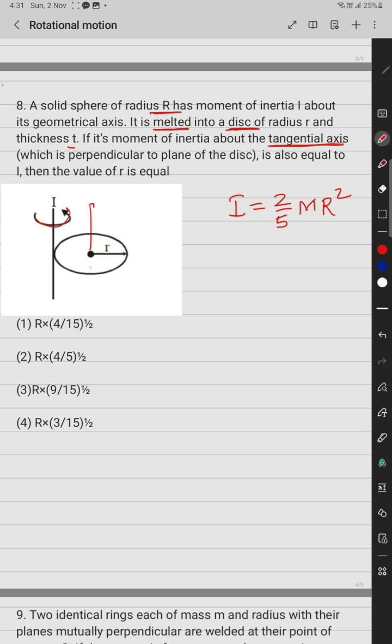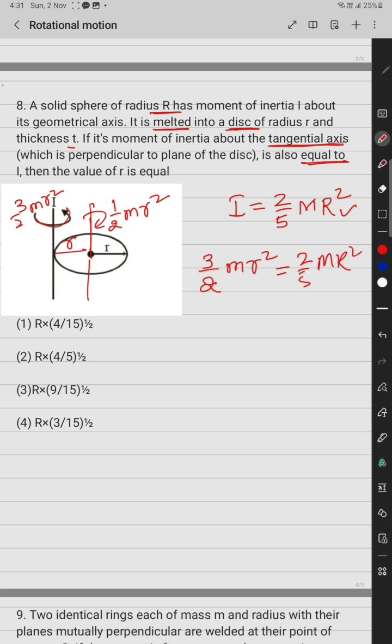We know about the disc's geometrical axis perpendicular to the plane: it is half into mass into radius squared. About the tangential axis it is 3/2, that is, m r squared by 2 plus m r squared, which is 3/2 m r squared. Here it is given that the moment of inertia of the disc is equal to that of the solid sphere. Both have the same mass, so it is 2/5 m R squared.